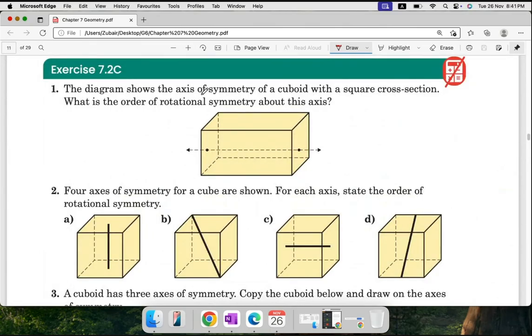The diagram shows the axis of symmetry of the cuboid with square cross section. What is the order of rotational symmetry about the axis? Square cross section. If we rotate it, how many times will it fit in its original shape while we rotate 360 degrees?